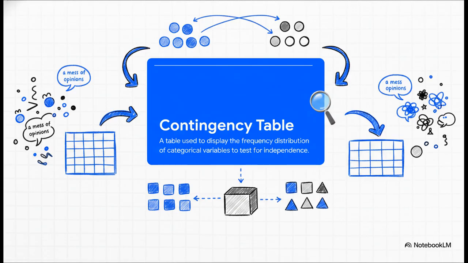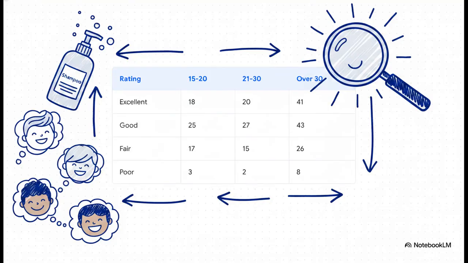It lets us take that whole mess of opinions and neatly organize them by crossing one attribute, like age group, with another, like a product rating. It's how we turn chaos into a clean, structured picture. And boom! Here's exactly what that looks like in action. Using our shampoo example, this table shows us the raw counts. This is what we actually saw, so we call it the observed data.